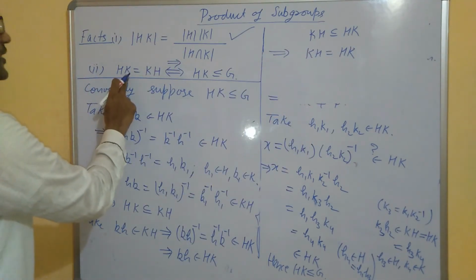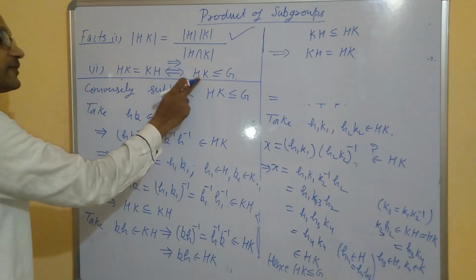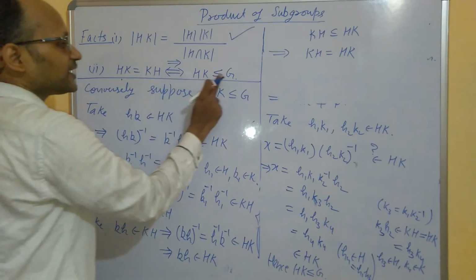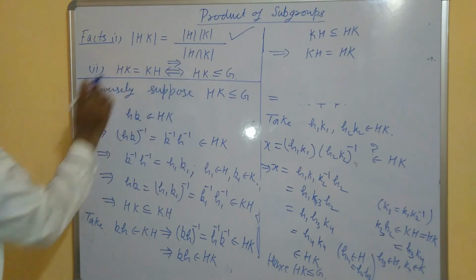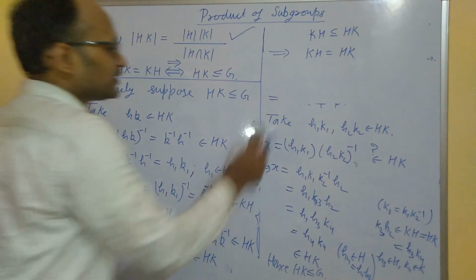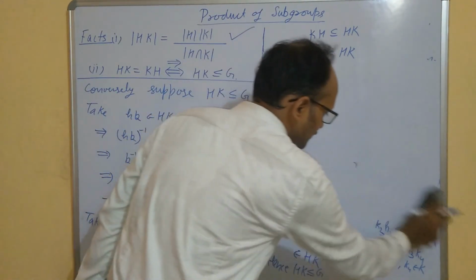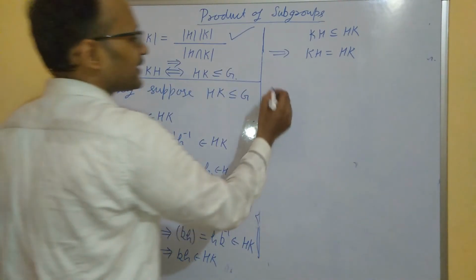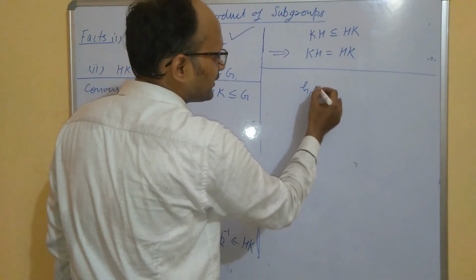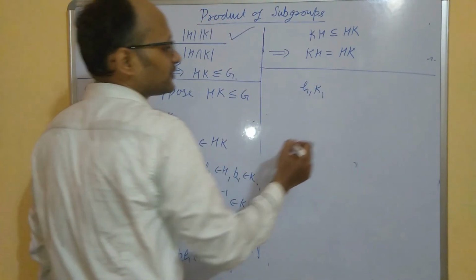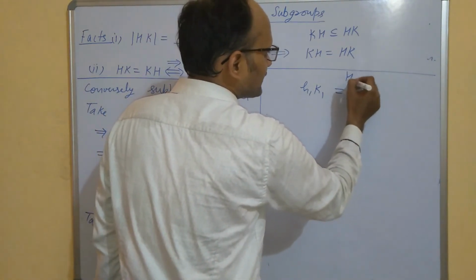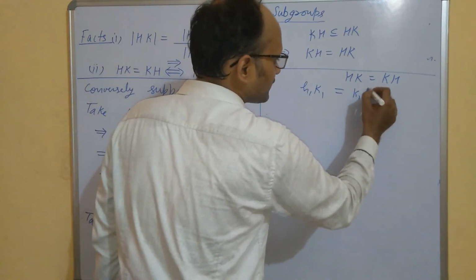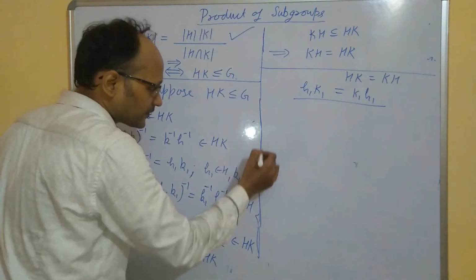So it means if both are equal, then this is a subgroup. If this is a subgroup, because it is equal to KH, so KH is also a subgroup. And conversely, if HK or KH is a subgroup, then both are equal. Okay. So one thing which may confuse you here while proving is, why not we write H1 K1, because if HK is equal to KH, is it not true that H1 K1 is equal to K1 H1? Why don't we write it like this?